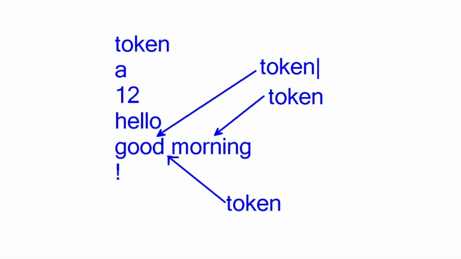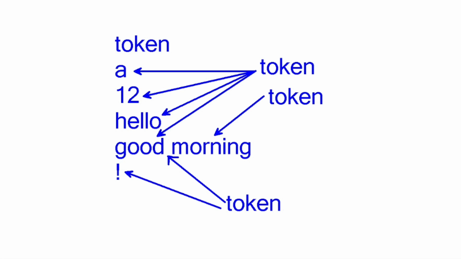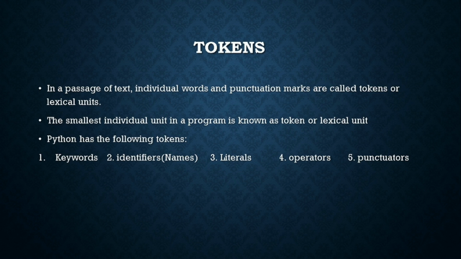Same is the case if I write the letter A. This letter A is the smallest individual word, so it is a token. This number 12 is a digit, it is a token. The word hello is also a token. And we can consider this punctuation mark also a token here. So these are all tokens. Token is nothing but the smallest programming unit that we can consider. The smallest individual unit in a program is known as a token, or we also call it a lexical unit.